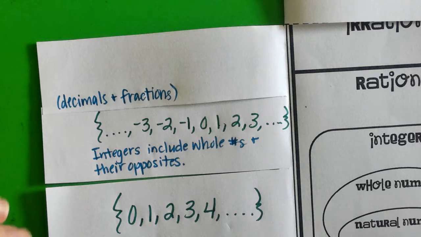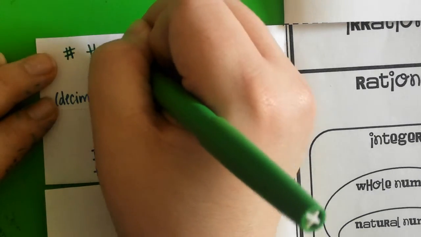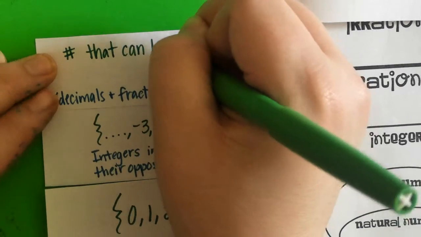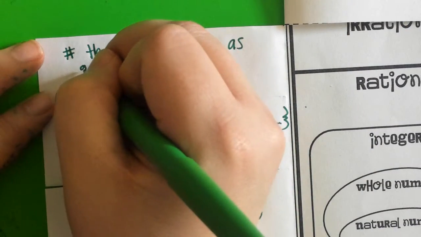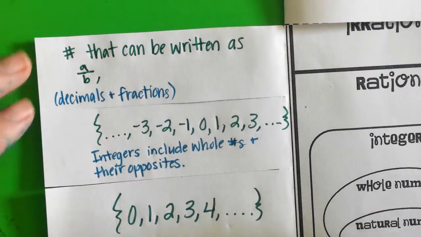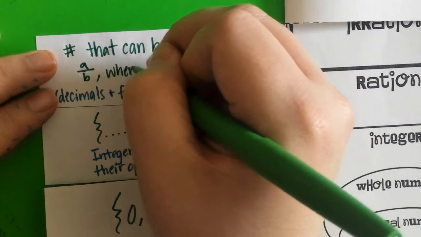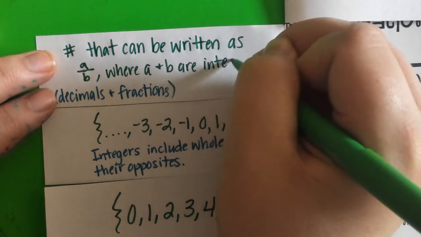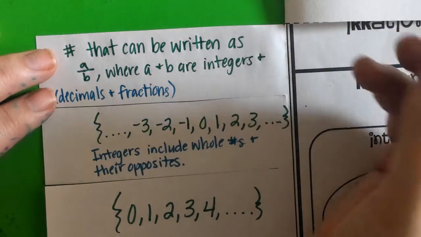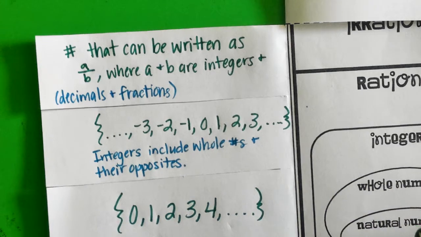So a rational number is a number that can be written as A over B, where A and B are integers, and there's one more thing I need to add. There's a rule. Where it can be divided?